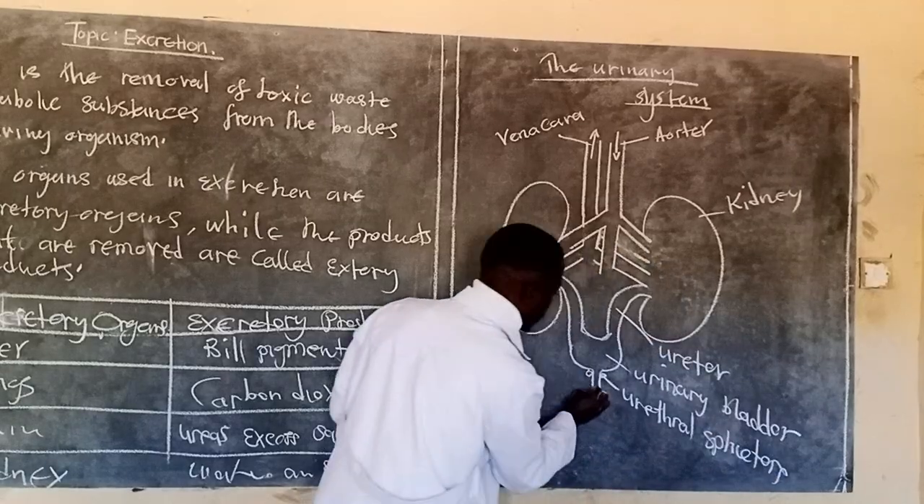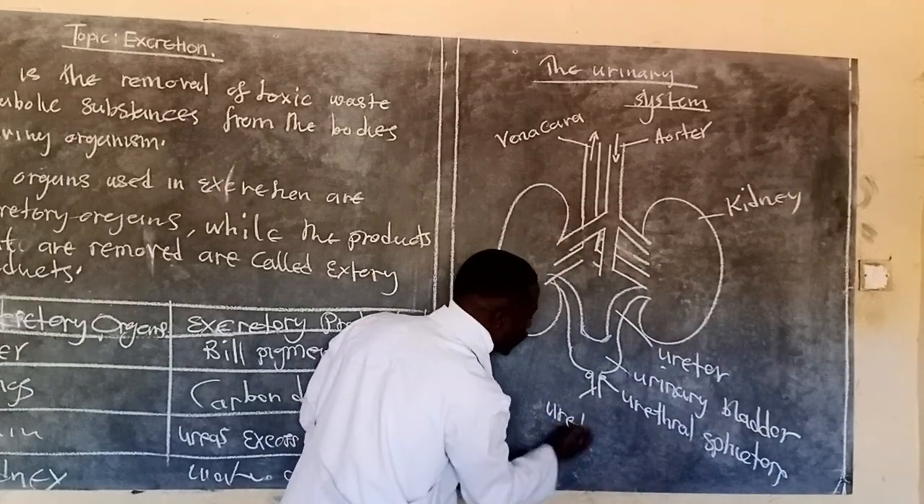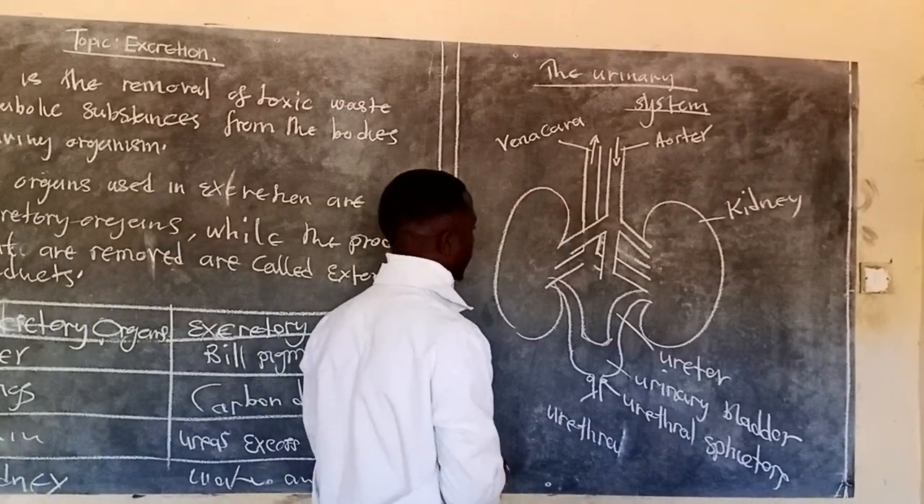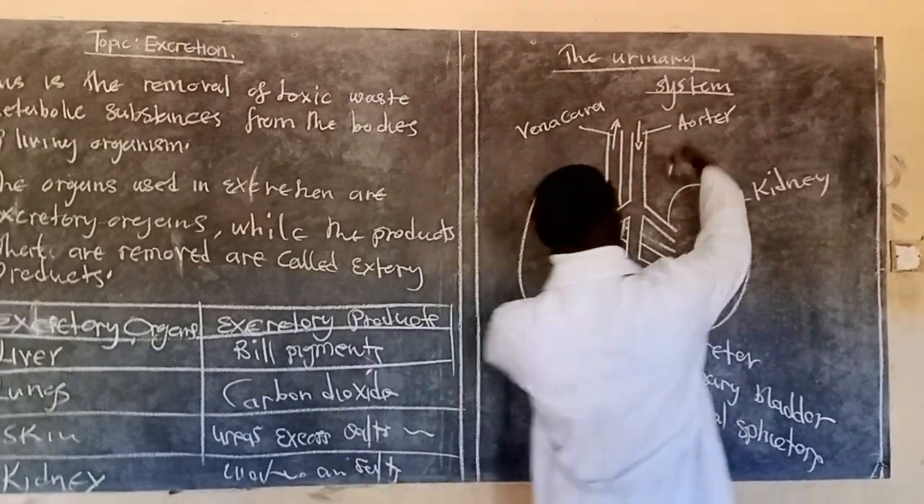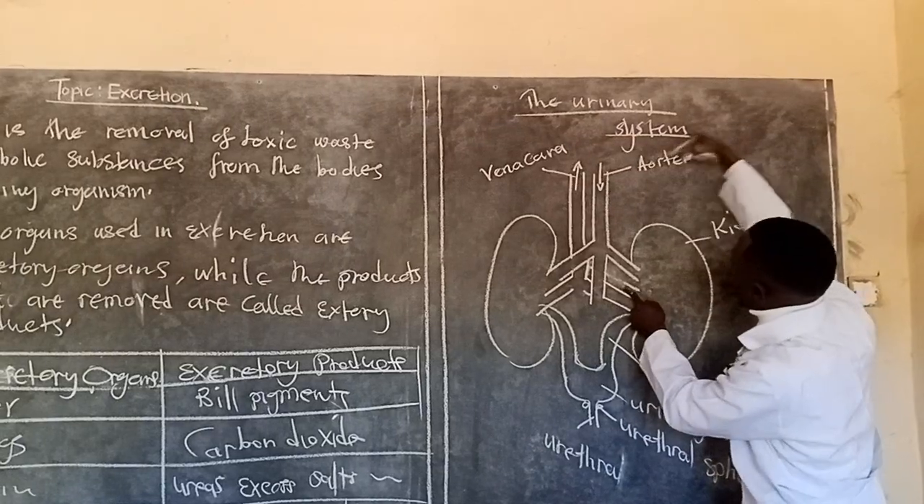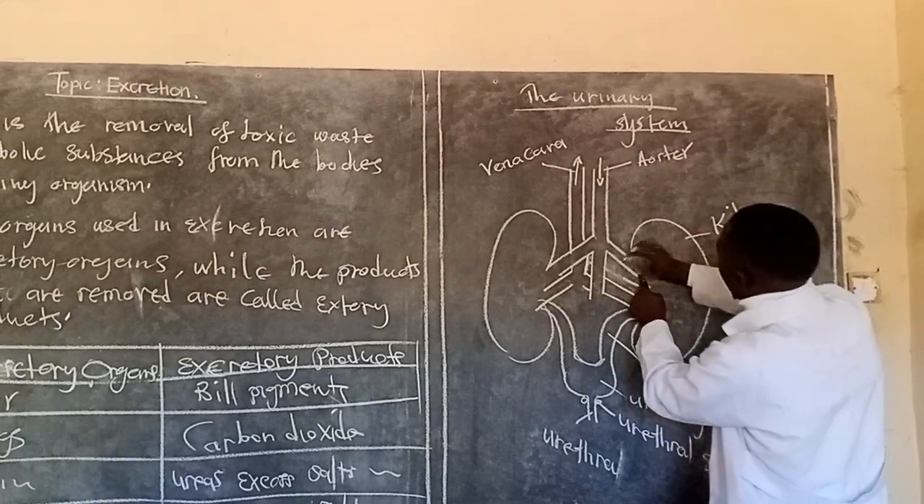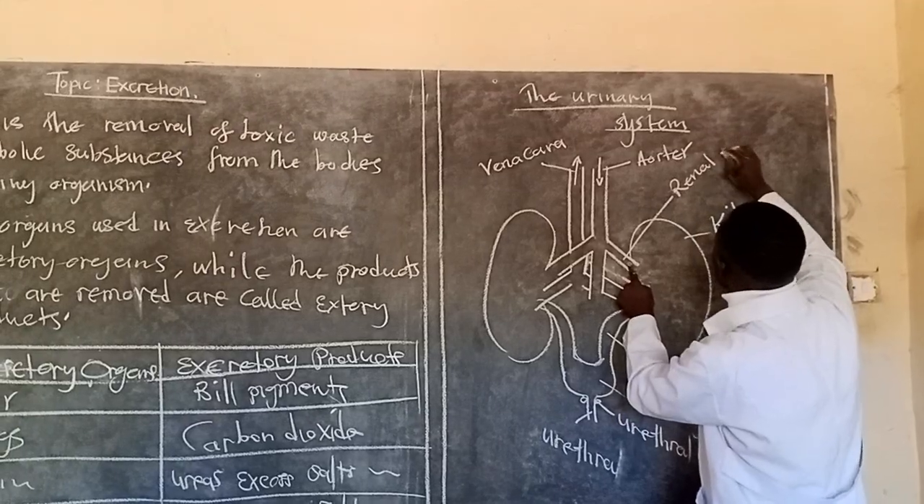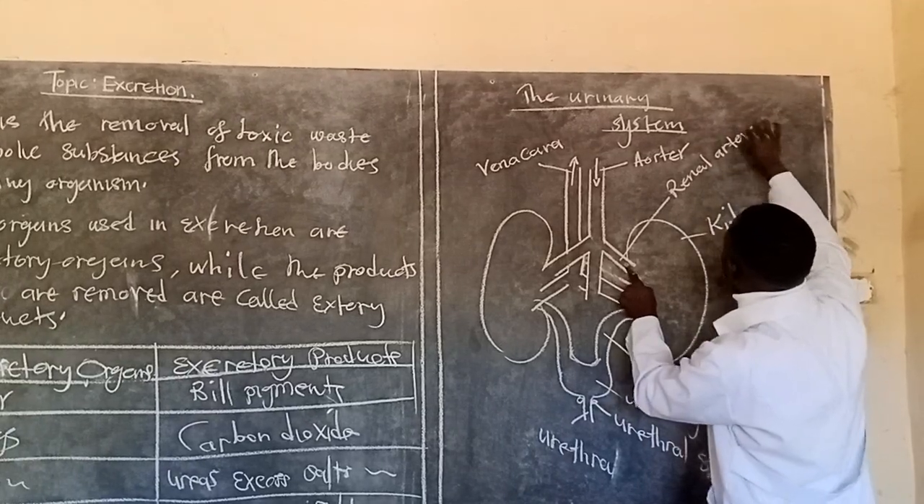Sphincters. And this is what we call the urethra. Then what else? Look at this. You've seen the tube that is connected to the aorta. This one here is what we call the renal artery.